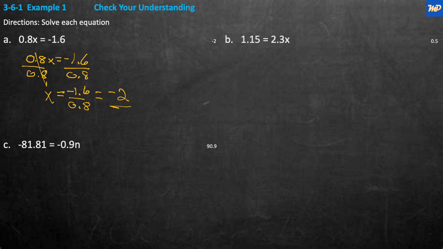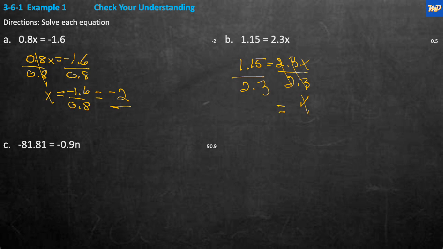B, 1.15 is equal to 2.3x. Same as before, get the x by itself. The coefficient has to be 1. So all we're going to do here is divide both sides by 2.3. It's easy to see it when you do it this way. Do the same thing to both sides. When you divide this side by 2.3, you get x.